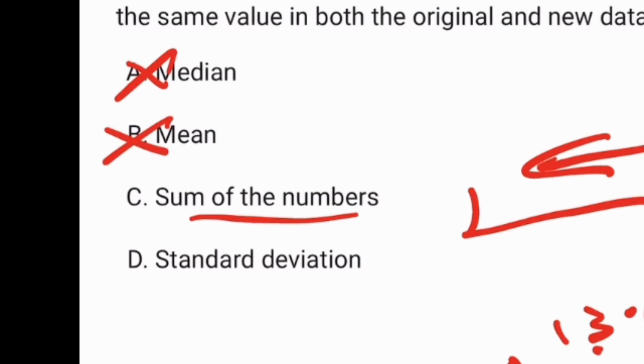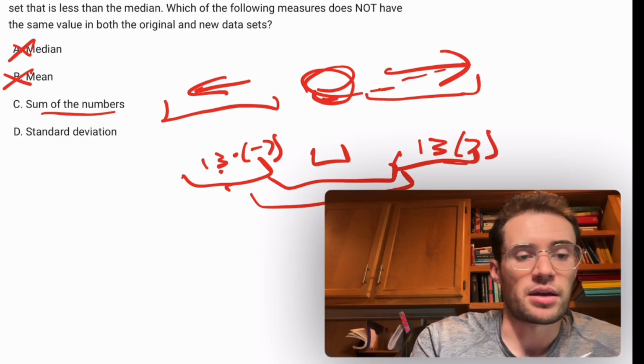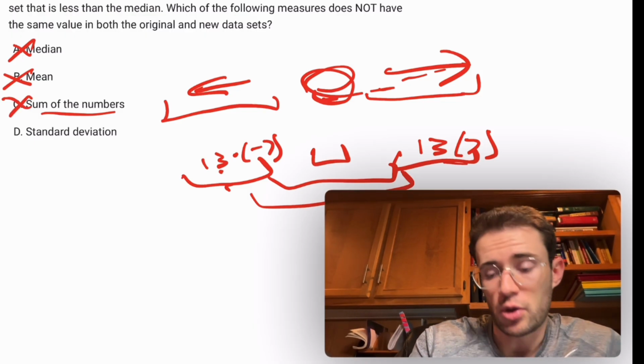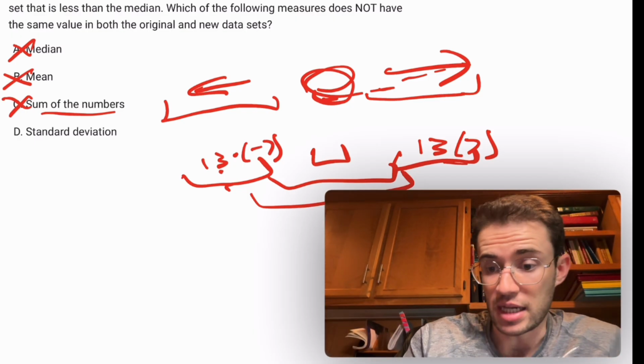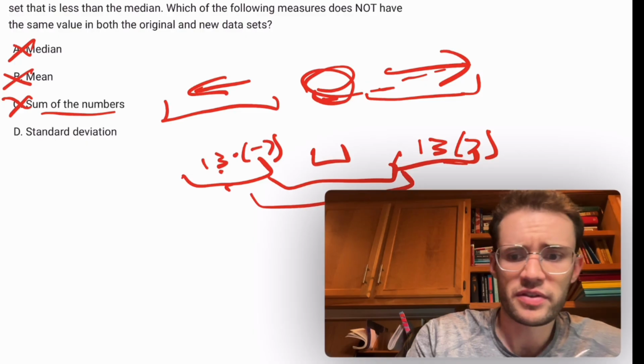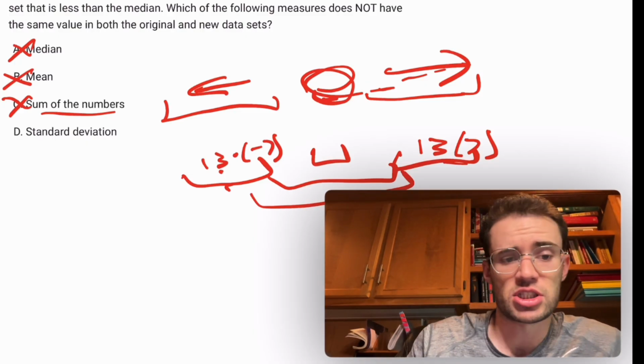The sum of the numbers also wouldn't change. The sum and the mean would be the same thing. The fact that these are both options means that it must not be the correct answer, because the mean is calculated by doing the sum and then dividing by the number of numbers. So if the mean doesn't change, the sum doesn't change, and if the sum doesn't change, the mean doesn't change.